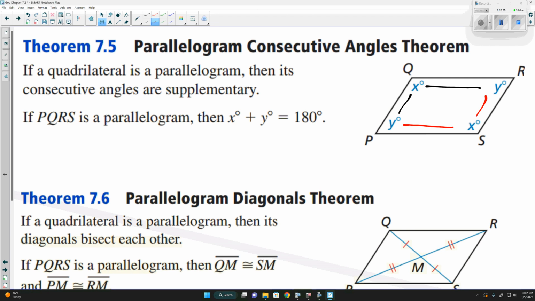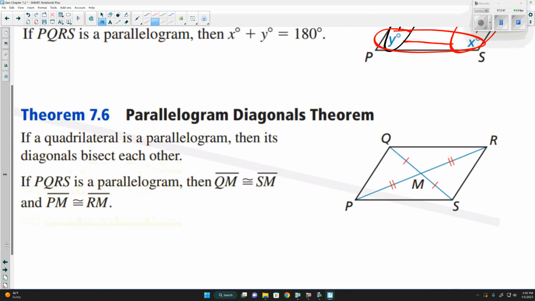Not all three, just the two. Now, another theorem we have is that the diagonals of a parallelogram bisect each other. They're going to cut each other in half. And whenever we talk about bisector, angle bisector, segment bisector, it's just cutting them in half. So the diagonals of a parallelogram bisect each other. They cut each other in half.